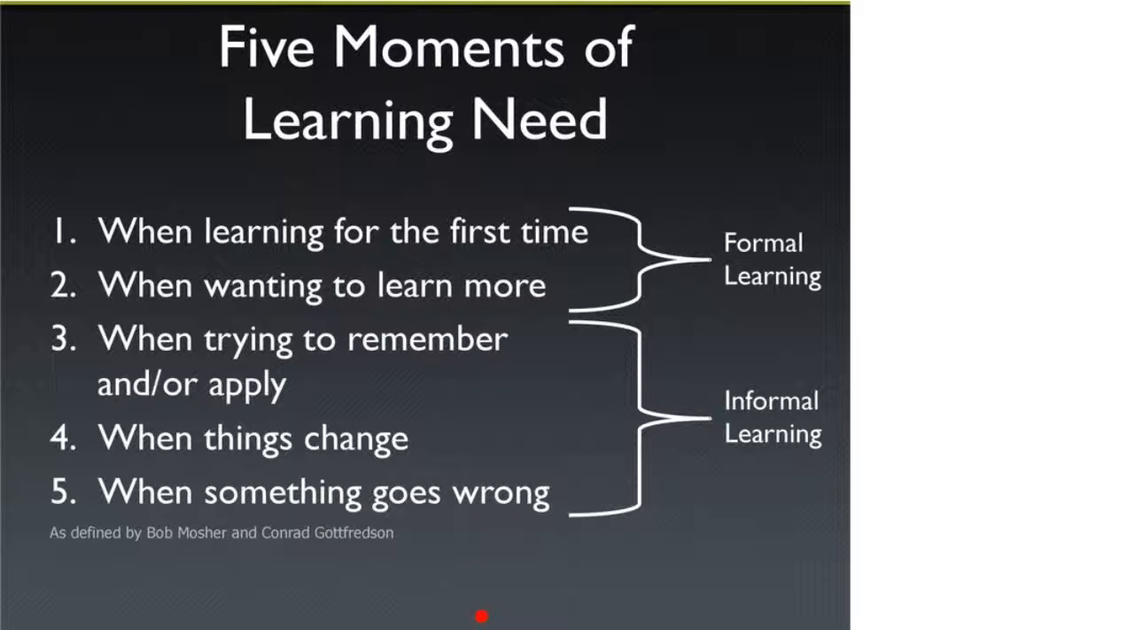Well, just like yourselves, I had never seen this until I got into mobile learning. And it really helped me think about the different ways and different times people learn. When learning material for the first time and wanting to learn more, often formal learning is a very effective approach. But when you're trying to remember and apply that information, or when things change, and of course nothing ever changes in technology, so there you go, or when something goes wrong, informal learning is really the style of learning that's most effective.